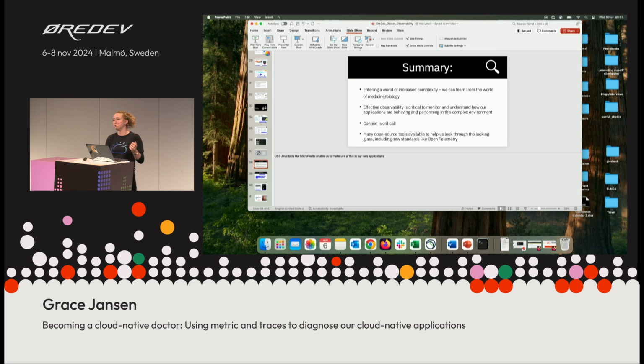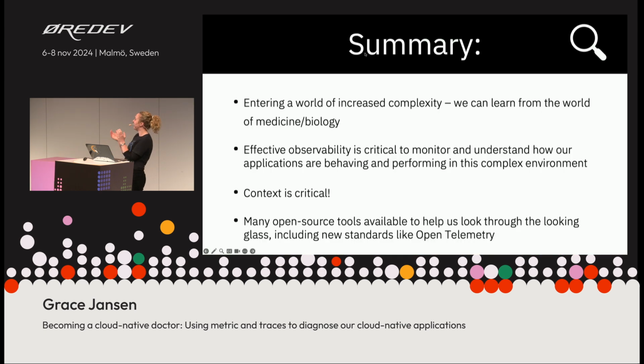I'll just summarize myself. So, in summary, hopefully what I've shown you today is that we are entering into a world of increasing complexity. We can learn from the world of biology and medicine, and hopefully learn that when it comes to our own applications and effective observability, context is critical for us to have, and we can start to enable that with the addition of tracing to our arsenal of logs, metrics, tracing, all of this great observability data.